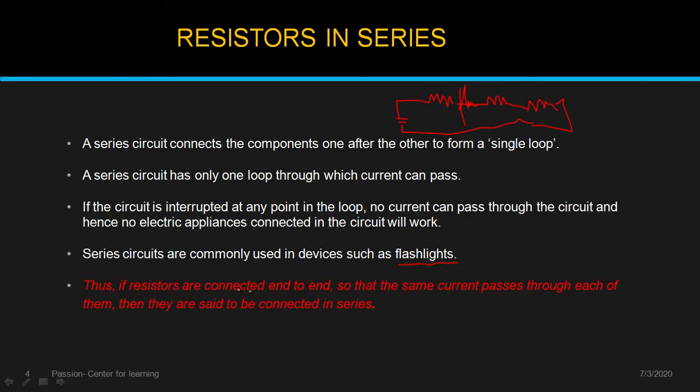So if resistors are connected end to end, and the same current passes through each of them, then they are said to be connected in series. Very important: the same current passes through each of them. Suppose I'm passing 5 amperes, it will go through all the three resistors, the same current.